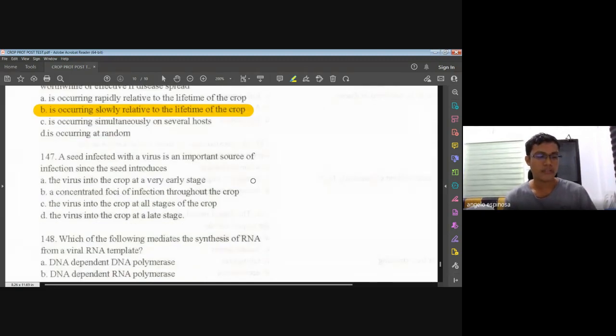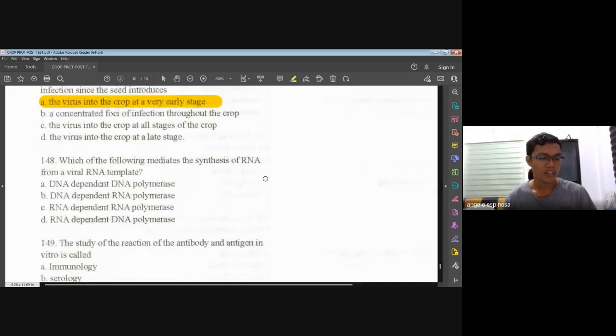147. A seed infected with a virus is an important source of infection since the seed introduces a virus into the crop at a very early stage. The correct answer is letter A.